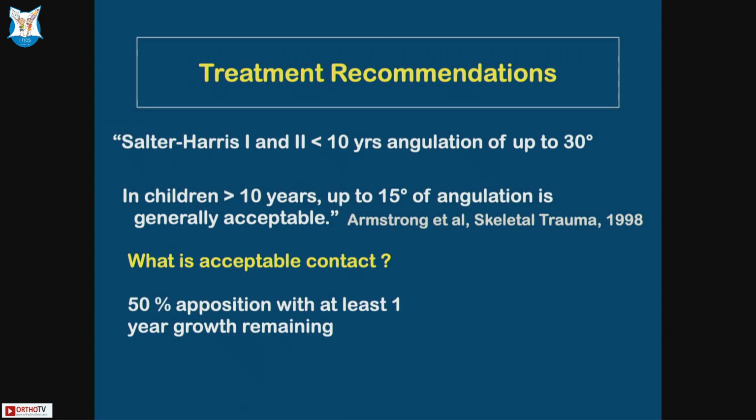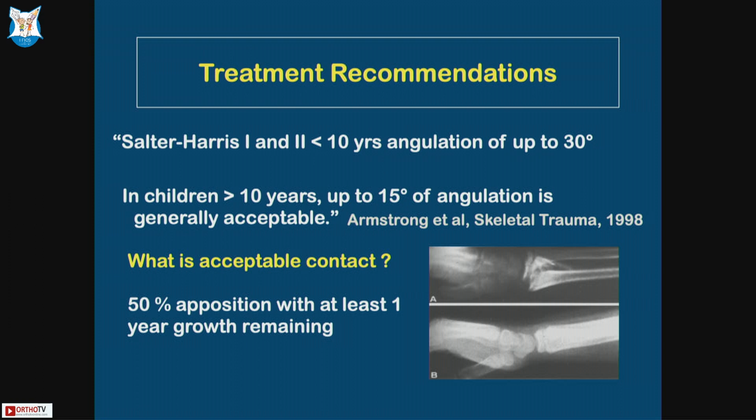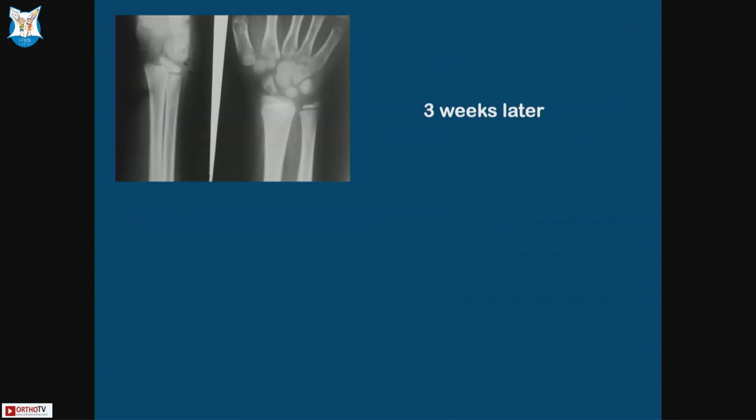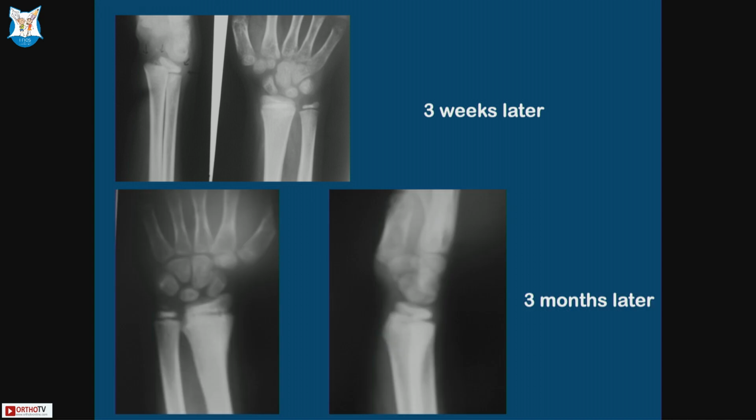Salter-Harris 1 and 2, less than 10 years, angulation you can accept. Children greater than 10 years, up to 15 degrees of angulation is generally acceptable. Acceptable contact is 50% apposition with at least 1 year of growth remaining. So this is an X-ray, don't touch it, don't do anything. 3 weeks later, it will heal. 3 months later, you can already see it is remodeling.